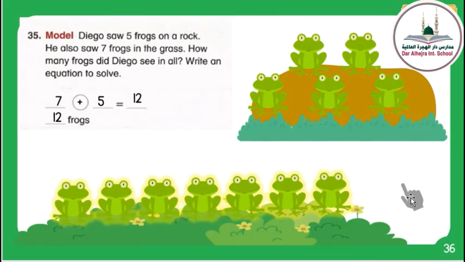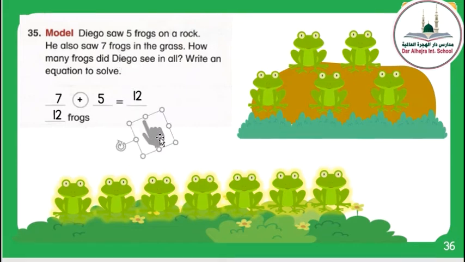Next is another word problem. Here, Diego saw 5 frogs on a rock. Here we can see 5 frogs on a rock. He also saw 7 frogs in the grass. We can see 7 frogs in the grass. How many frogs did Diego see in all? By knowing the hint words in all, that means it's an addition equation. So we can easily add 7 plus 5, or we can even write 5 plus 7, and in all there were 12. We can count or we can calculate ourselves. Finally, we write the answer 12 with the units. Here the units are frogs. Let's move on to the next one.